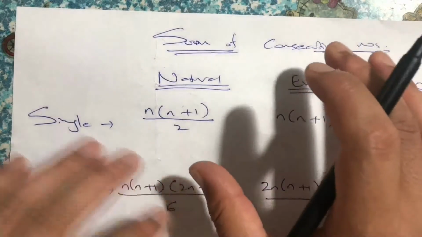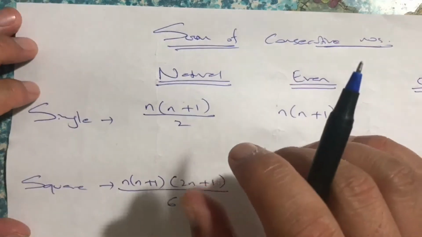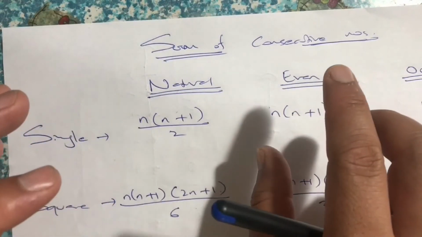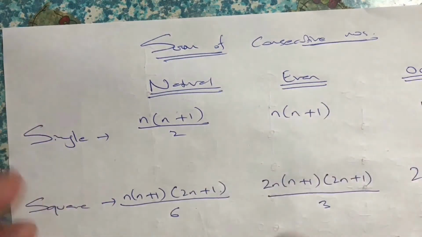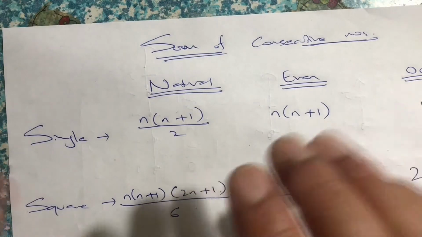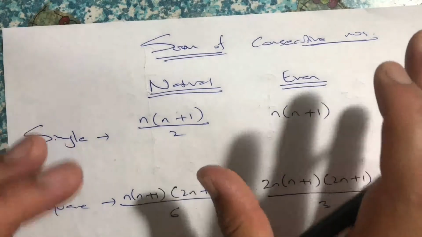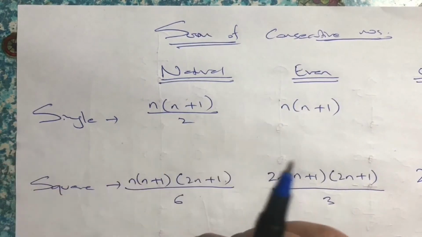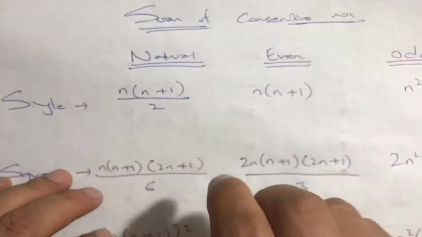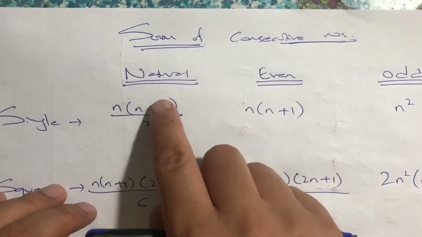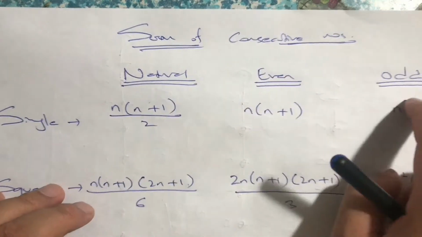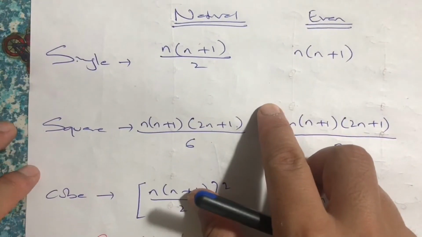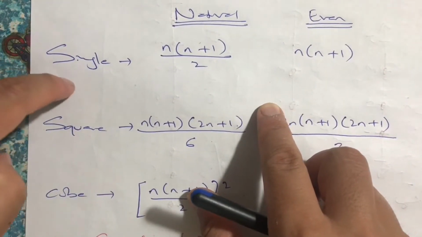So today the tutorial that we have is on the sum of consecutive numbers. If I have to find the sum of consecutive numbers, then what are the different formulas that we need to apply? First we'll go through the formulas, and then we'll give you examples on how to solve questions on each type. We have three main categories under this: natural numbers, even numbers, and odd numbers. And we have the three types of sums: single, square, and cube.